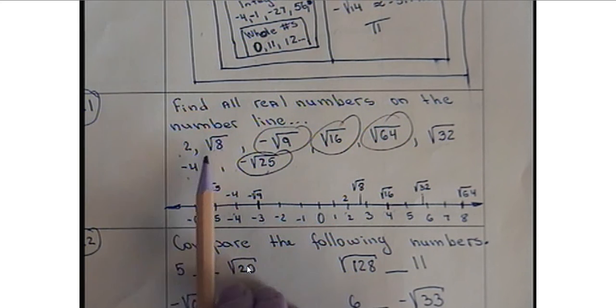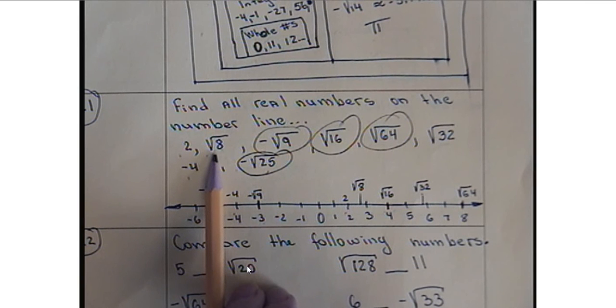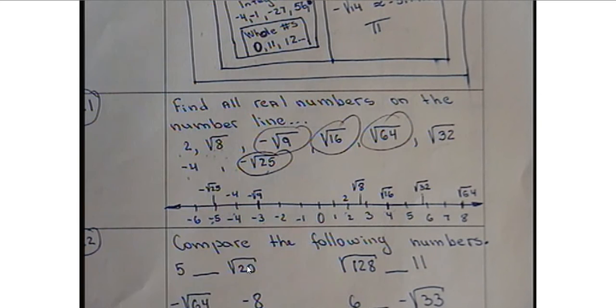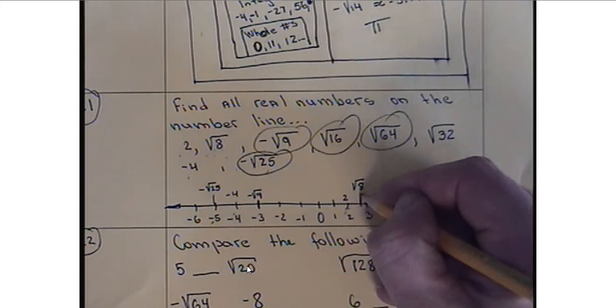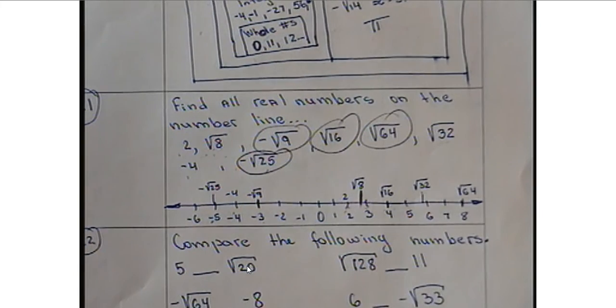And we will say it's between the perfect square of 4 and the perfect square of 9, because there is no perfect square of 5, 6, or 7. So square root of 4 and square root of 9 will be the perfect squares. Square root of 4 is 2, square root of 9 is 3, but this is closer to square root of 9, so that will be the right place for square root of 8.